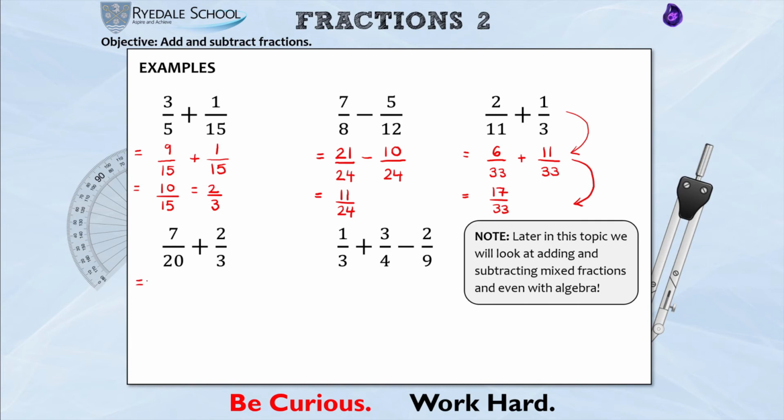Two more questions to try together, so let's have a look at these. What's my common denominator for 20 and 3? Well, I'll go up in the big times table, so 20, 40, they're not in the 3 times table, 60 is. So I'm going to be using a common denominator of 60. Multiplied by 3. Good old 21 again. And multiplying by 20, and that is 40.